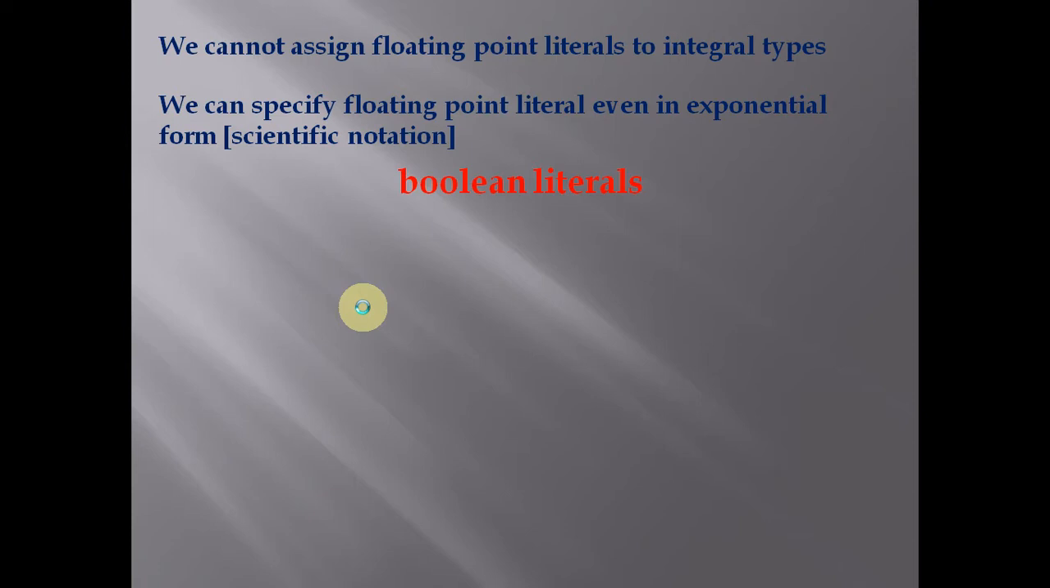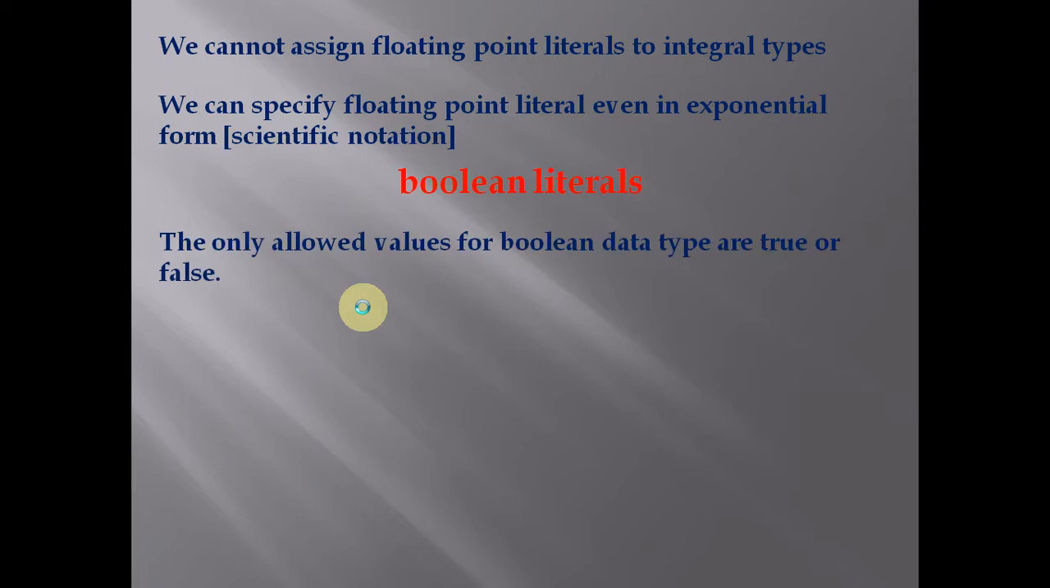So Boolean literals are only two. They are true and false. There is no other literal associated with Boolean, and that is why true and false are also called reserved literals. So the only allowed values for Boolean data types are true or false. So this being said, let's talk about character literals.